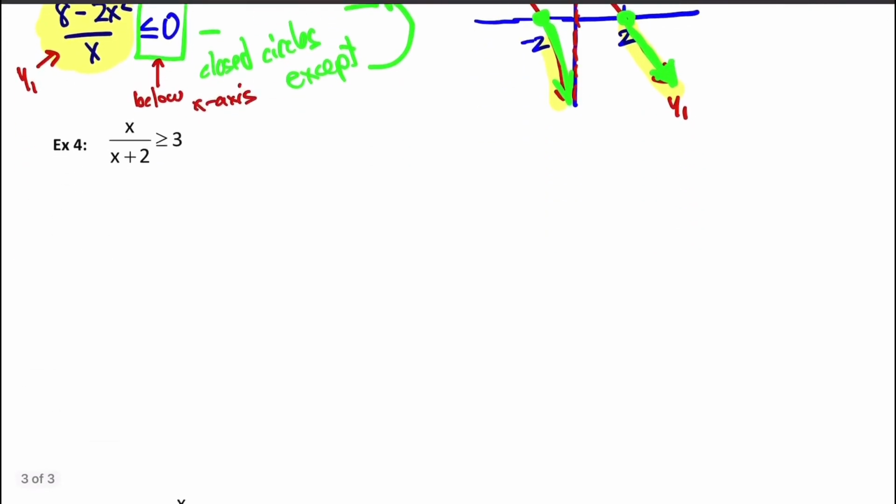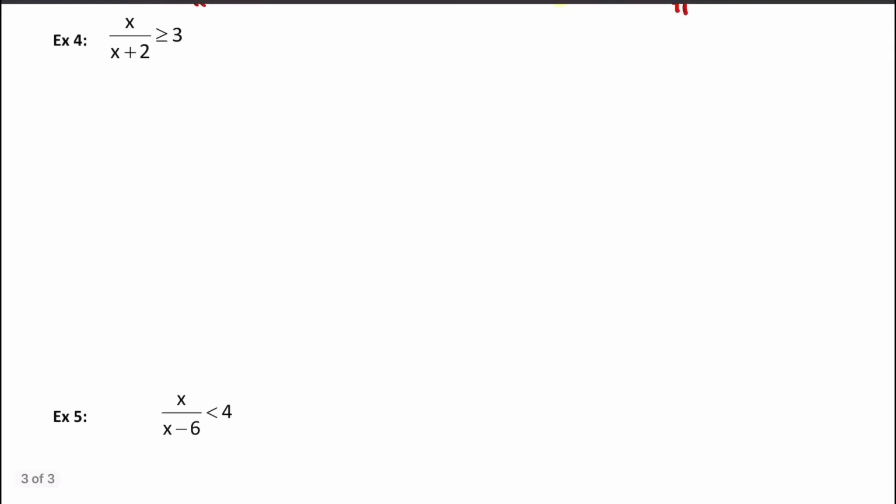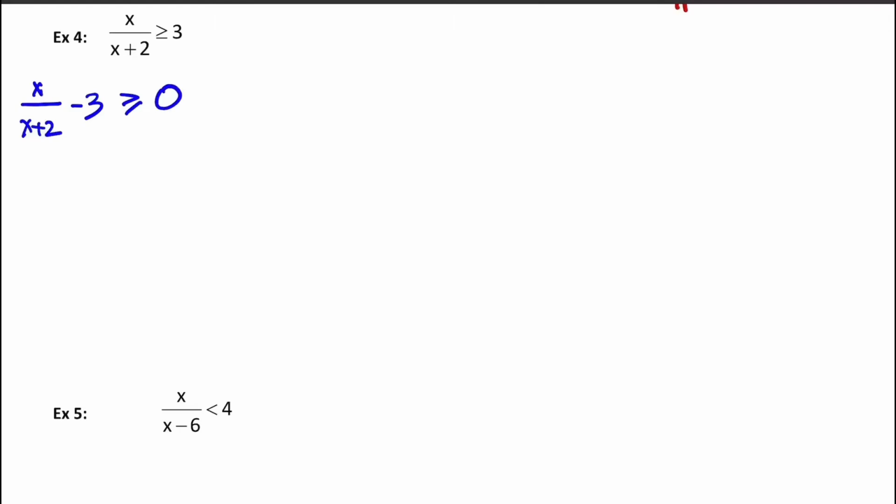All right, last one. Oh, 2 more. If you got the hang of it, you can probably skip these, but just in case you want some extra practice, I'm going to go through both of these, okay? All right, so first thing I'm going to do, subtract a 3 over. That's going to give me x over x plus 2 minus 3 is greater than or equal to 0. This one's actually a little bit more challenging to combine because I need to get a denominator of an x plus 2.